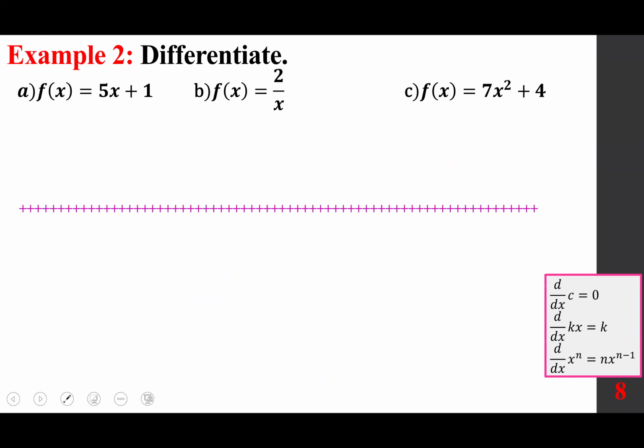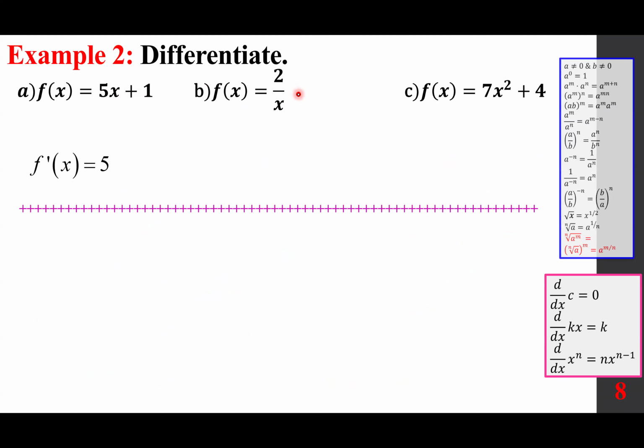Well, the first one is very simple, just 5x plus 1. This gives you 5, plus 1 gives you 0, just 5. But what happens here, the way it's given, you cannot use the power rule. You have to do your algebraic technique to change them to a format that the power rule can be used.